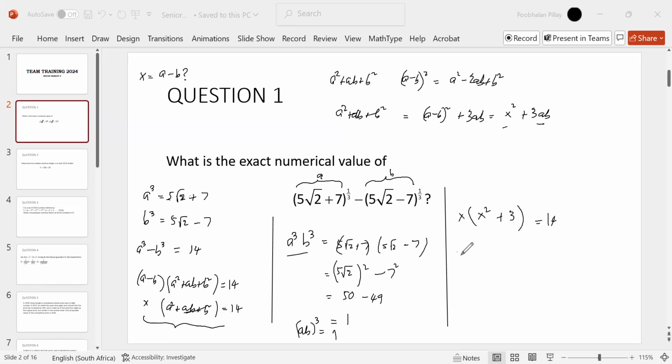And you will see when x equals 2, you'll have 2 times 4 plus 3 is 7. That is 14. Right. So x equals 2 works. So therefore the answer to this problem is x equals 2. And that is your A minus B.